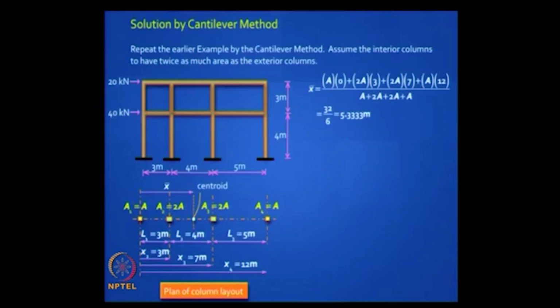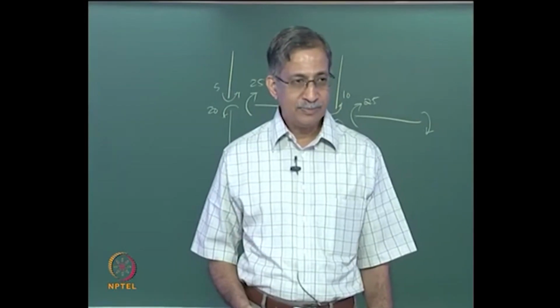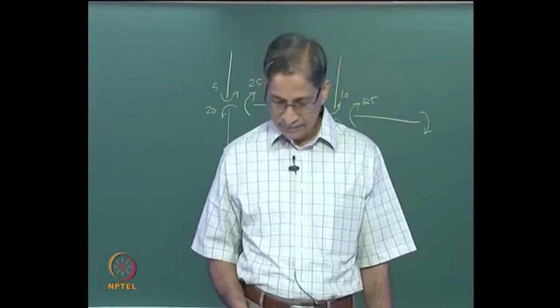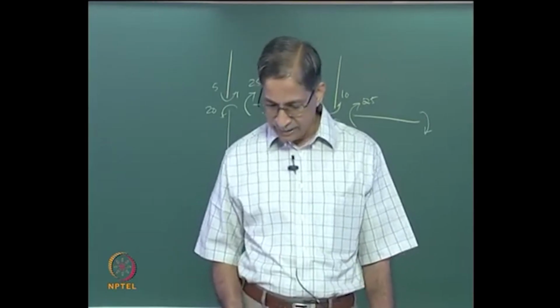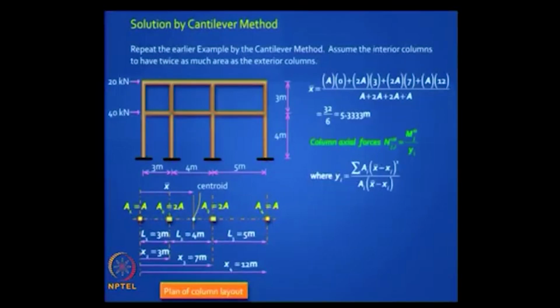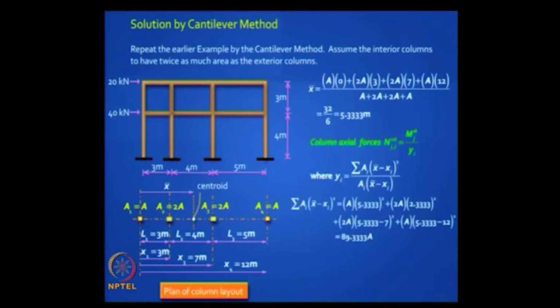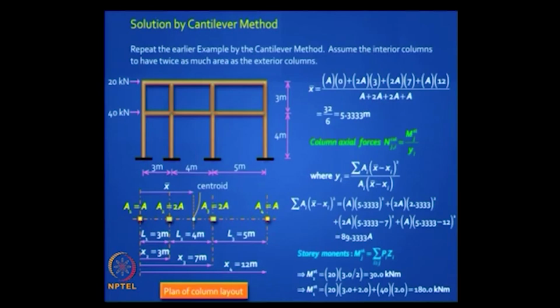16 by 3 or 32 by 6, you get 5.333 meters. Clear? Easy to do. Now can you get the I value, second moment of area? You can do that. So basically you have to get yi. I have given you this formula, you know the location. Can I move faster? You can do these calculations, they are not difficult. The numerator is common for all the expressions, so you can calculate that, and you also need the story moments.